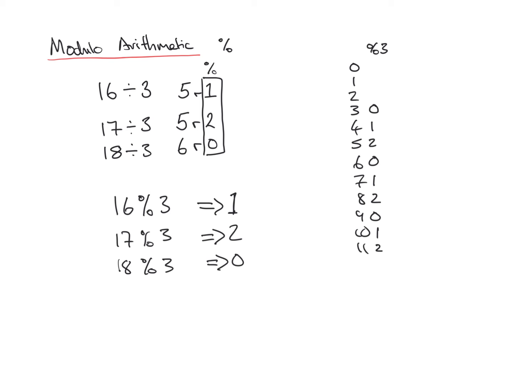And then how many times does 3 go into 2? Well, it doesn't go in, so there's a remainder of 2. And then how many times does 3 go into 1? Well, it's 0 times, and there's a remainder of 1. And then 0 gives you a remainder of 0. Okay. So you'll notice that there's a pattern forming. 0, 1, 2, 0, 1, 2, 0, 1, 2.